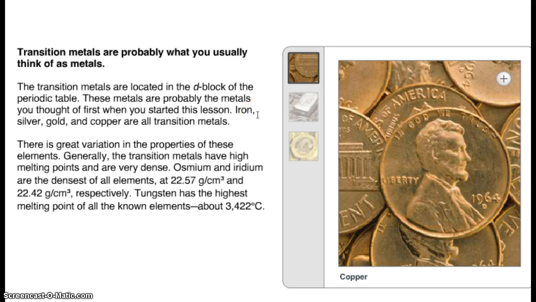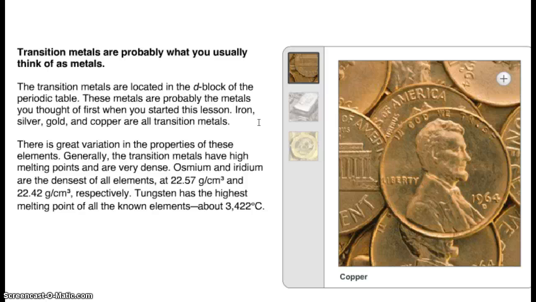These metals are probably the metals you thought of first when you started this lesson. Iron, silver, gold, and copper are all transition metals. There is great variation in the properties of these elements. Generally, the transition metals have high melting points and are very dense.